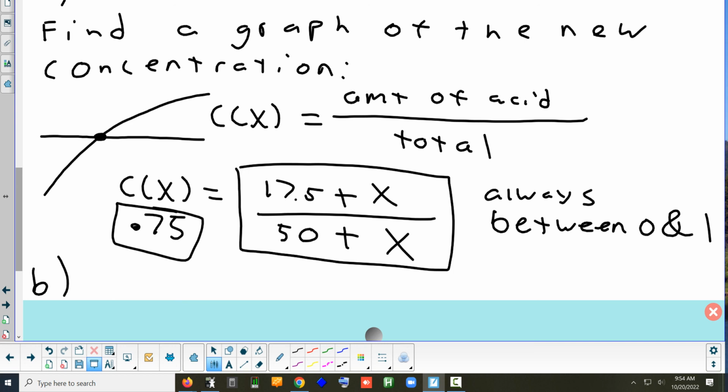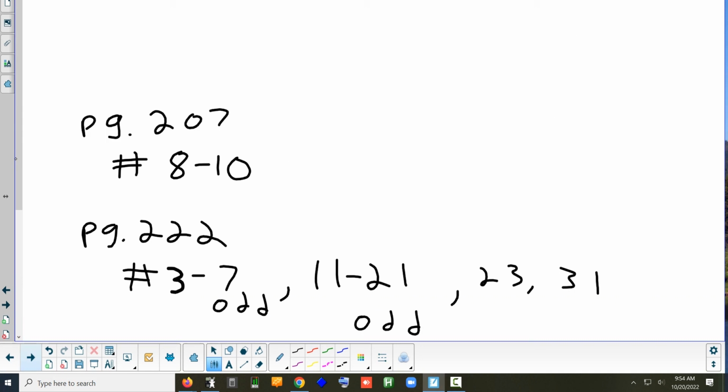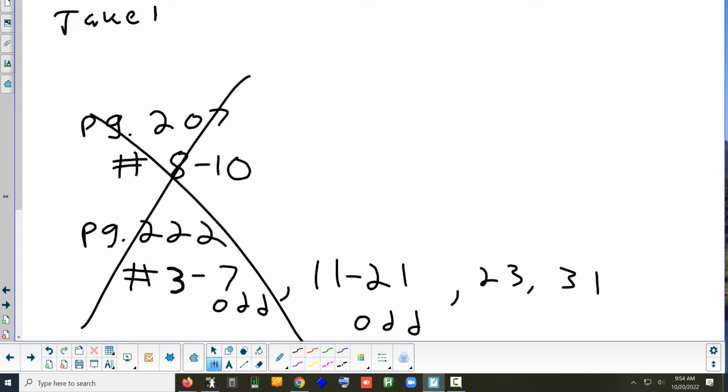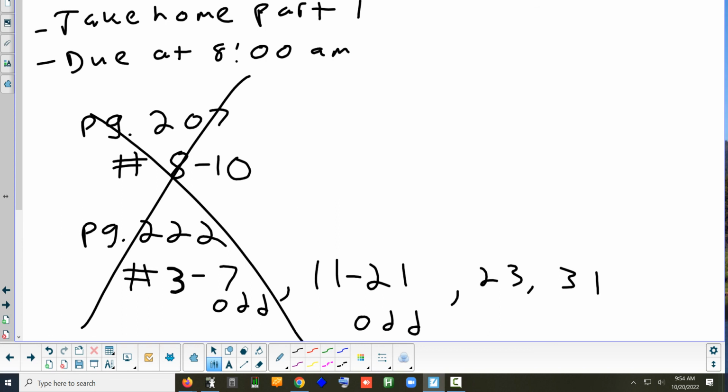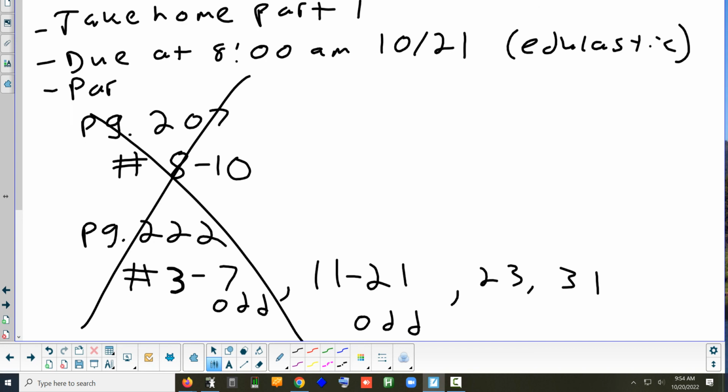And that's it. So for the homework, are we doing the one for this, or are we doing the test? Homework, that's the take home. It's part one. That's going to be due at 8 a.m. tomorrow. It will be on Edge Elastic. We'll do part two of the test in class tomorrow. How many questions will be on? I think part two is probably going to be 6 or 7 questions, and part one is like 6 or 7.